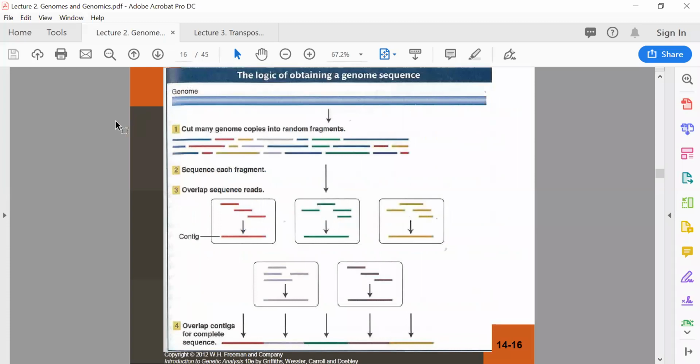Okay, let's look at that process right here. The logic of obtaining a genome sequence. So we start with a genome. This might be one chromosome, for example, but as I just said, you wouldn't just use one chromosome, you would use lots of copies of that chromosome, that is genomes from multiple cells, to obtain a genome sequence.